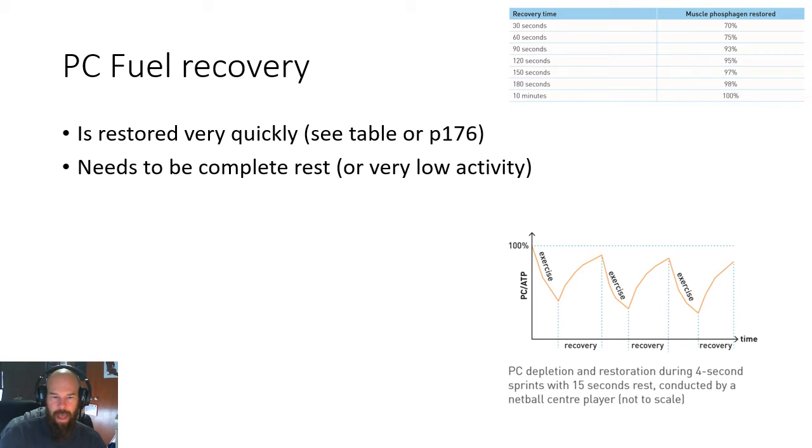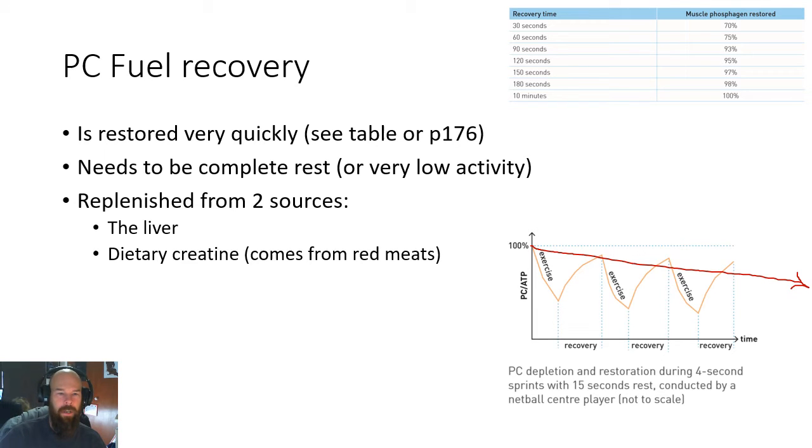But gradually what's going to happen over time is this line is going to go from up here and it's going to trend down. Eventually they'll run out and they'll be working more anaerobically using the anaerobic glycolysis system as opposed to the ATP PC. So it gets replenished from two sources. Okay, it gets replenished from the liver and their amino acids within the liver, and it also comes from dietary creatine, which is found in red meats.